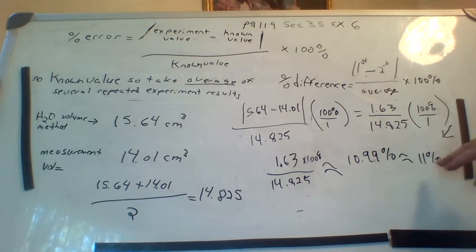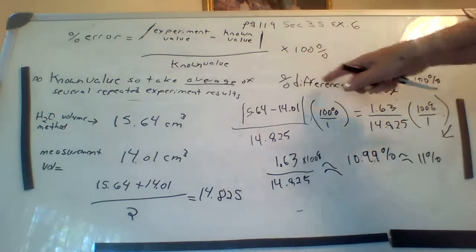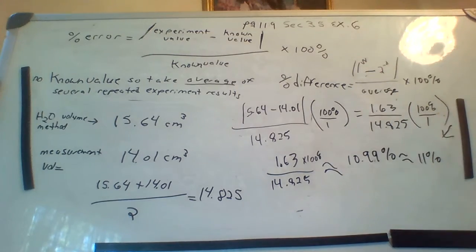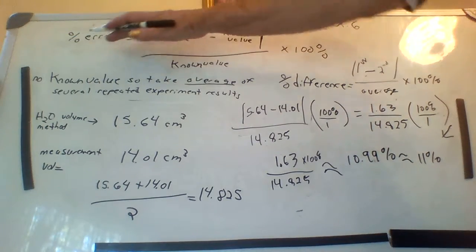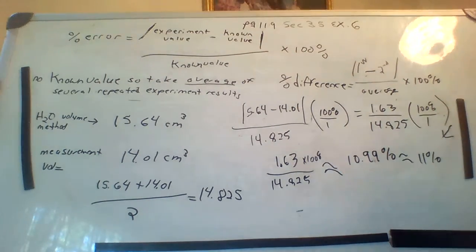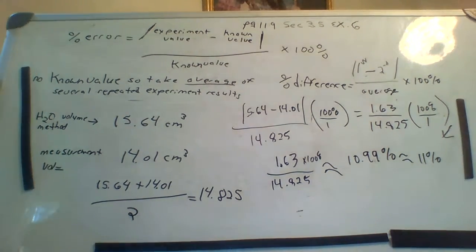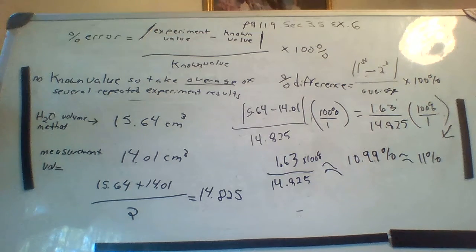If I say I had 11% difference, then you're going to know that I calculated this by using the average of several experiments. But if I'm using the terminology, I did an experiment and I got the percent error to be 11%, then you know that when I calculated that, I had a known value to begin with. So that's just kind of the difference in terminology. If a scientist is talking about percent difference, they did several experiments and took an average. If they're talking about percent error, they actually knew what it should have been and compared it to the experiment that they had.